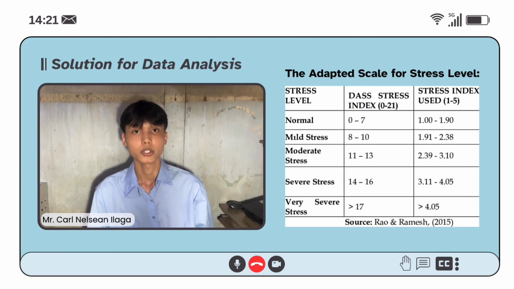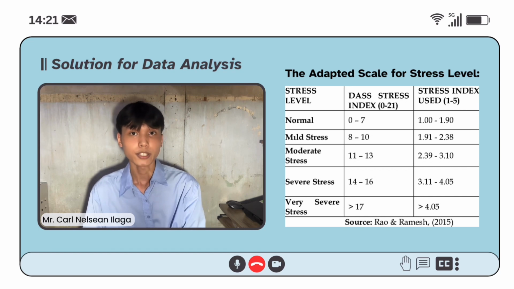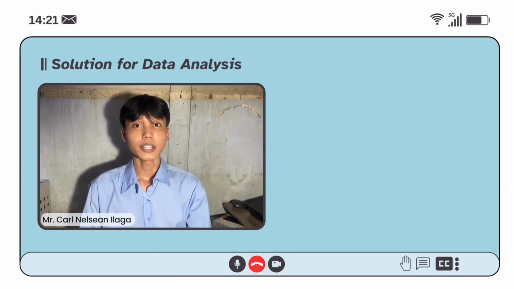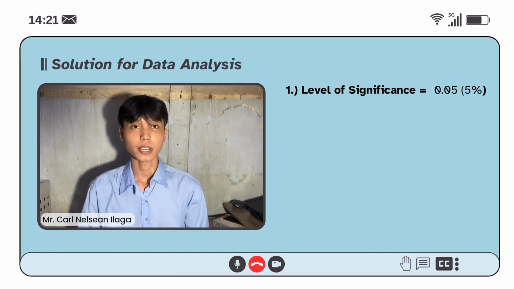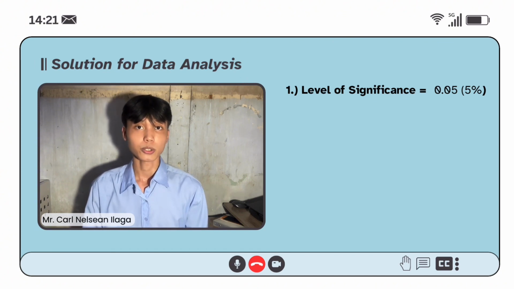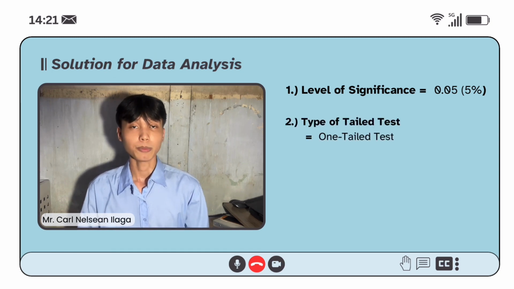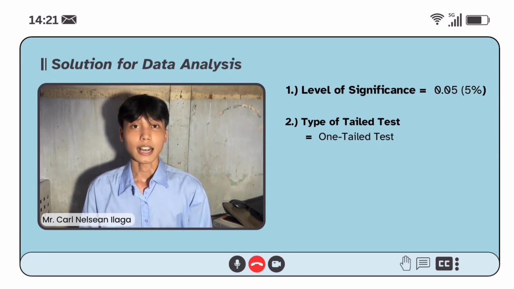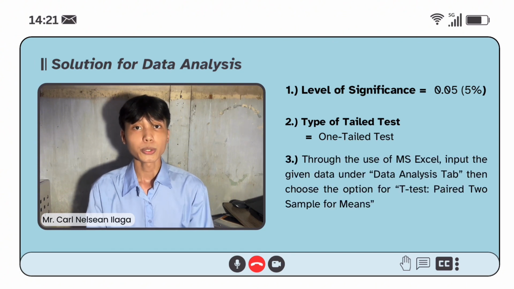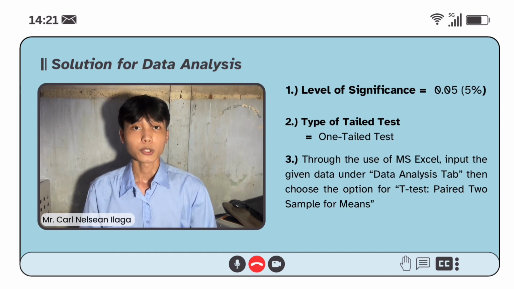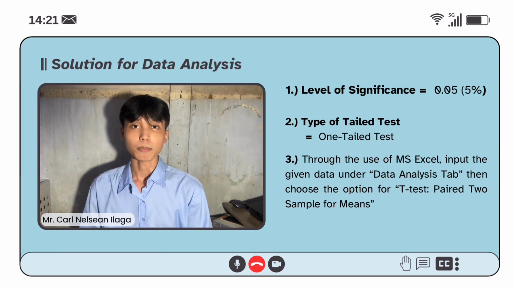Furthermore, in finding a conclusion regarding this type of problem, the members utilized Microsoft Excel, which could provide a much more organized set of answers. First, the level of significance was identified, wherein the researchers adopted the value of 0.05 or 5%, which is the standard value for alpha. Second, the type of tailed test which this problem falls into is a one-tailed test, as its hypothesis looks for an increase or decrease in a parameter. Lastly, through the use of Microsoft Excel, the data were processed under the Data Analysis tab, and then the option of t-test: paired two-sample for means.